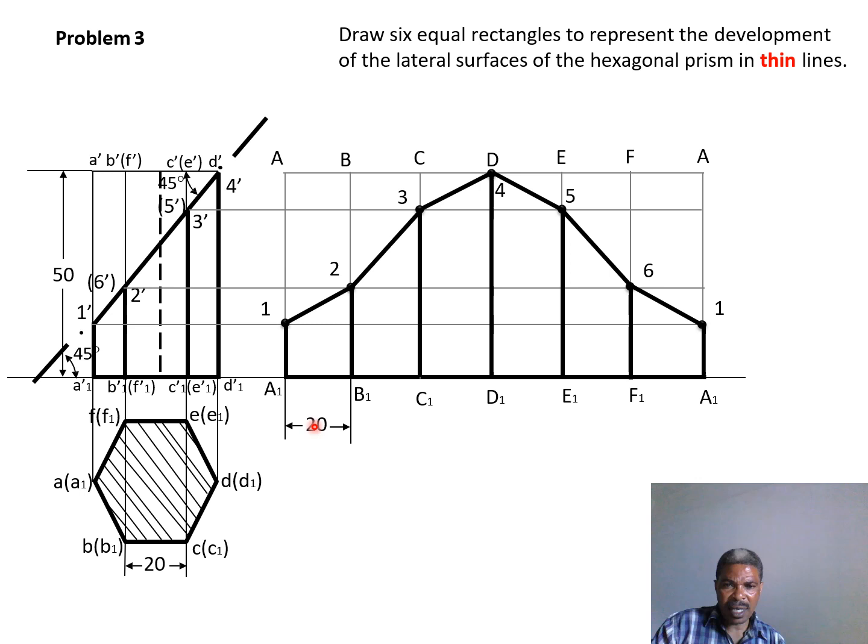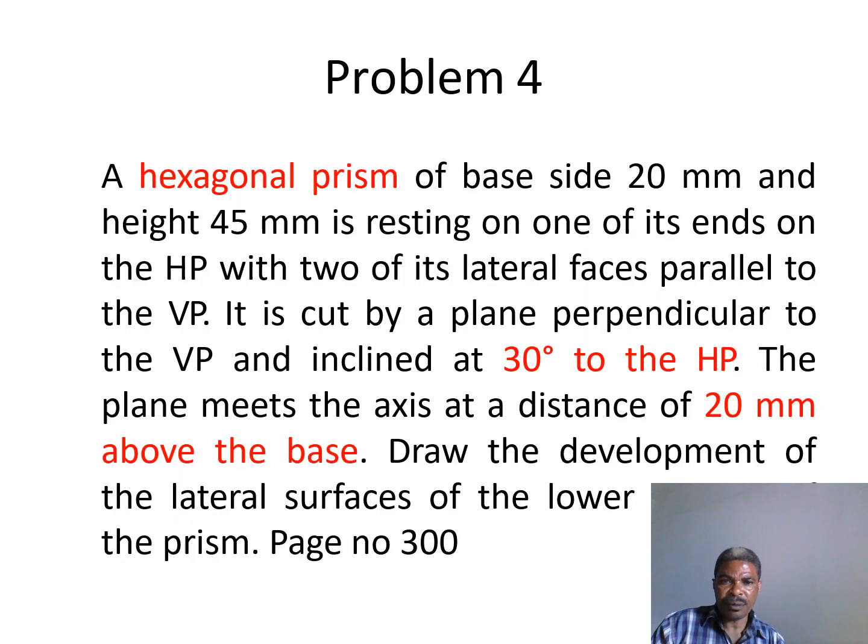That's how we can come up to developing the lateral surfaces for a truncated prism. Let's see for a hexagon prism with the side of 20 and a height of 45 millimeters, resting on one of its ends on the horizontal plane with two of its lateral faces parallel to the vertical plane. It is cut by a plane perpendicular to the vertical plane and inclined at 30 degrees to the horizontal plane.